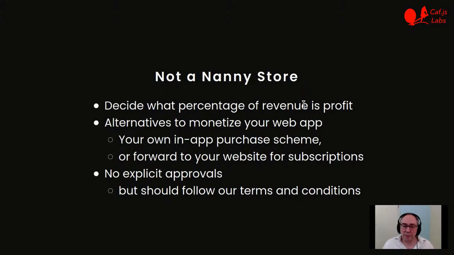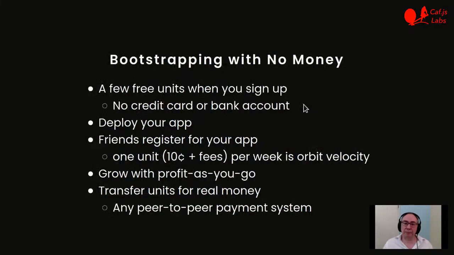Obviously, there are some limits, because we don't want to be the number one money laundering machine in the world. But even in that case, because we don't care what you do in your app, you could have alternative ways to monetize it. You could internally run your own in-app purchase schemes, or even forward your customers to your own website to manage your own subscriptions. And in Caf.js Cloud, there are no explicit approvals. But of course, if you start messing with the infrastructure or with other people, we will shut down the service.